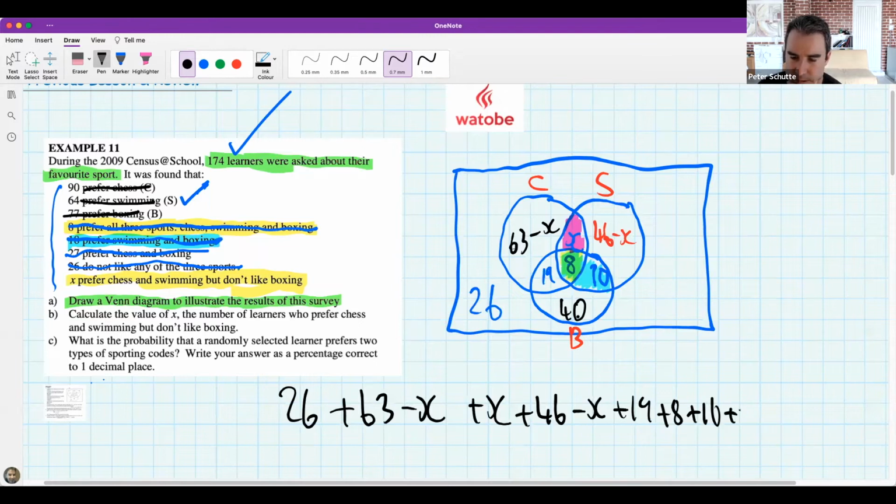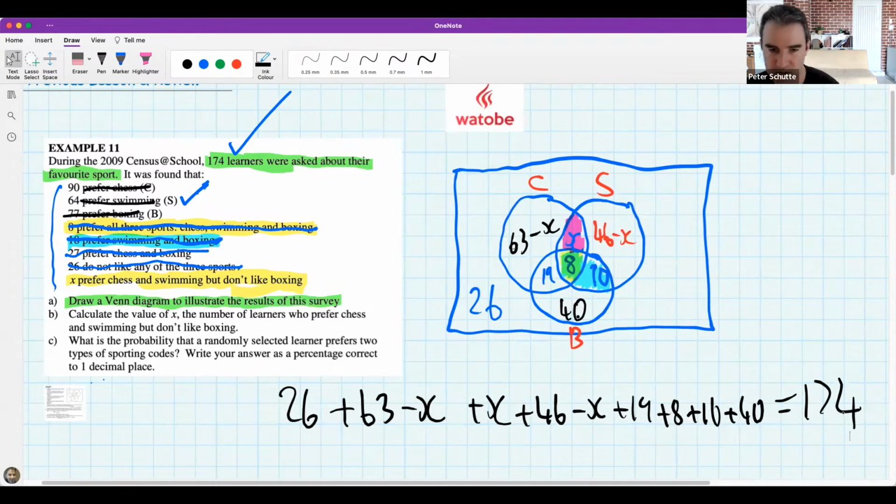Plus 10 plus 40. So I think I've got everything. And when you add them all up, they are going to be equal to whatever the sample space is. Okay, now find me my value of x. I want you guys to find me my value of x.